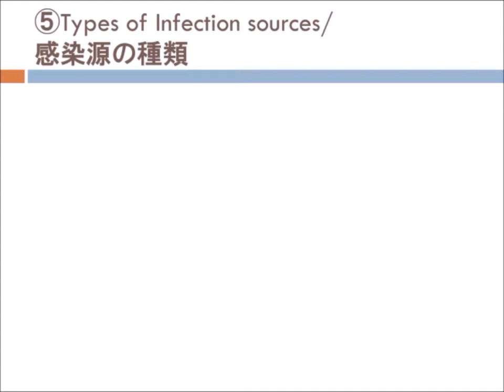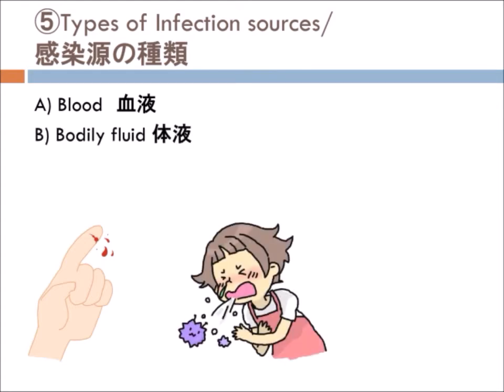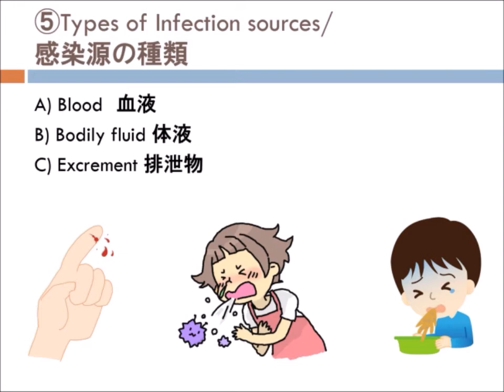5. Types of infection sources. 1. Blood. 2. Bodily fluid. 3. Excrement like vomiting, feces.